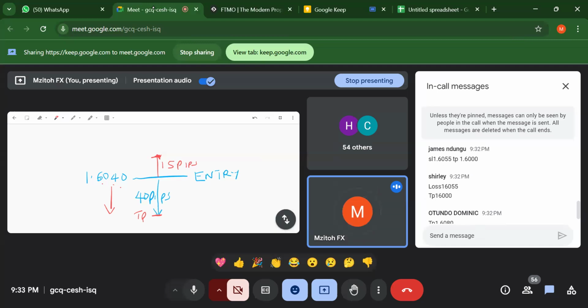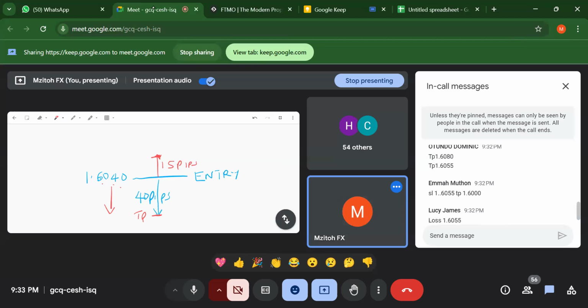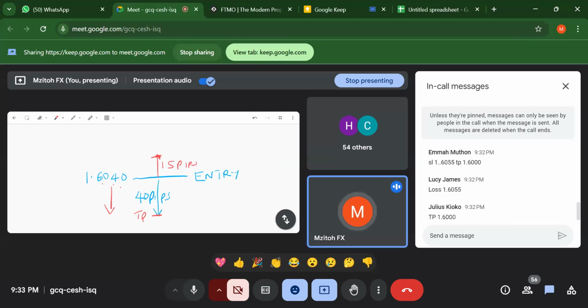James Ndungu, I think you have joined us along the way. Charlie, correct. Motundo Dominic, wrong. Emma Mudhoni, correct. Lucy James, SL, correct. Julius Kioko, correct. Collins Juma, correct. Dixon Gituma, you are new, but you have also gotten it right, correct. Martin Majimbo, now this is again Martin Majimbo, that is not correct again. I think you have missed something.